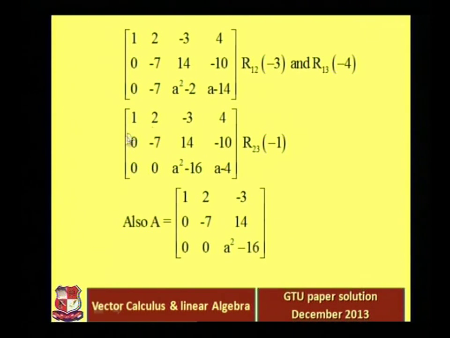Now this matrix is in row echelon form. This is our leading entry, below it we have 0; this is our leading entry, below it we have 0. We don't have any zero row, so that condition need not be checked. The leading entry goes from left to right as we go from above to below: the leading entries in the first, second and third rows. So our matrix is 1 2 minus 3, 0 minus 7 14, 0 0 a square minus 16.